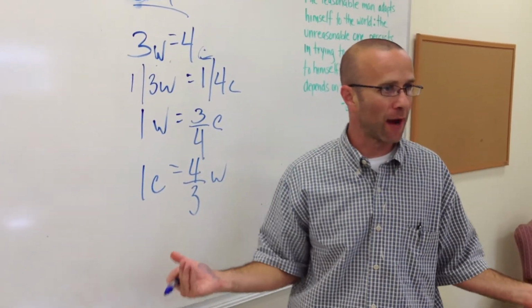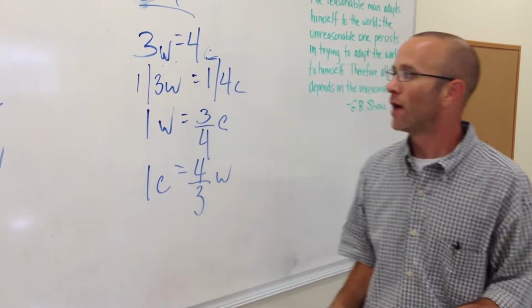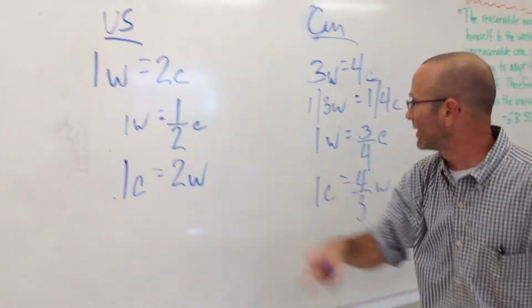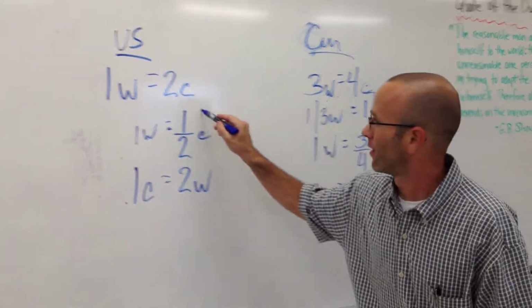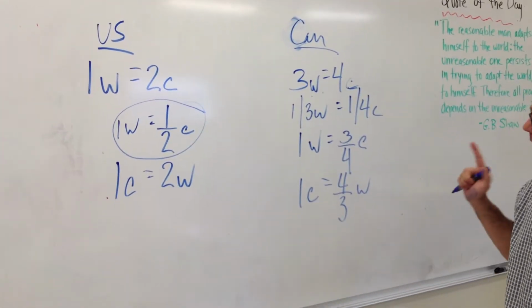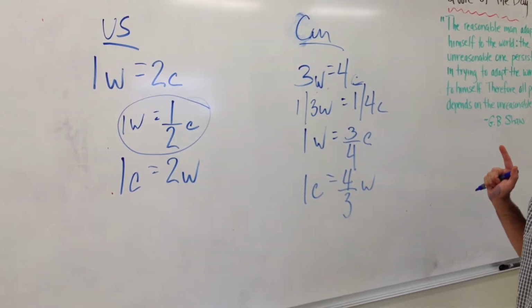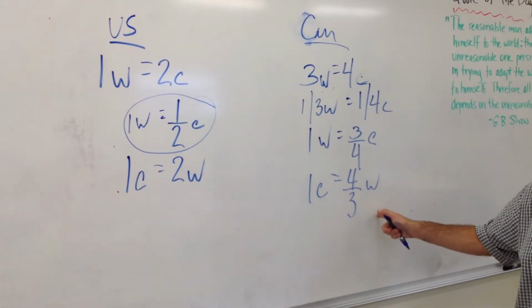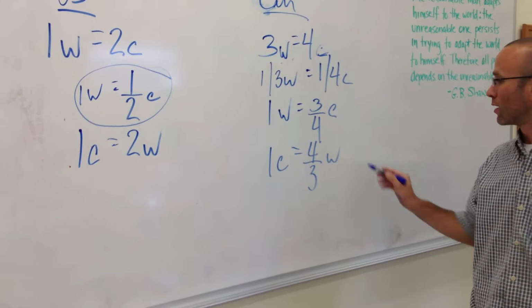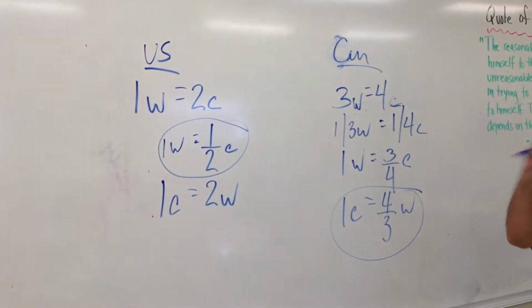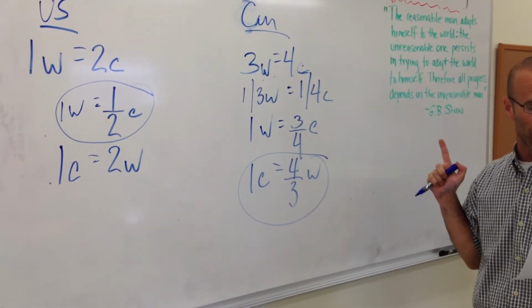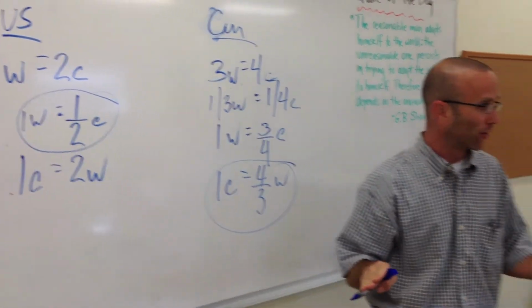Cool? Can I find the opportunity cost now? Yes. Would you rather give up a half to make a W, or would you rather give up a 3/4 to make a W? Half. Would you rather give up 2 units or 1 1/3 to make a C? 1 1/3. Now we know who has a comparative advantage. US has a comparative advantage in W, and Canada has a comparative advantage in C. Everybody cool with that?